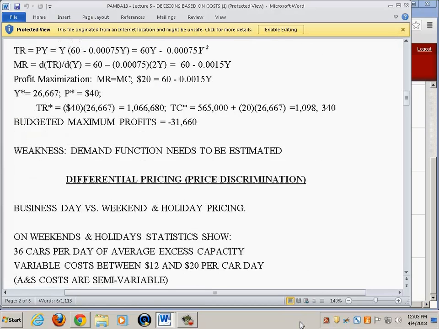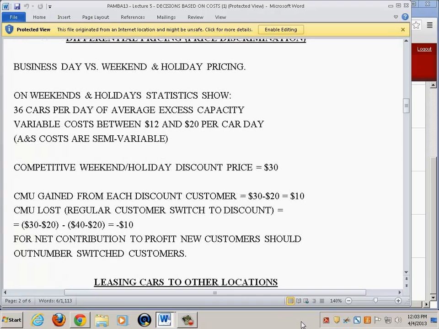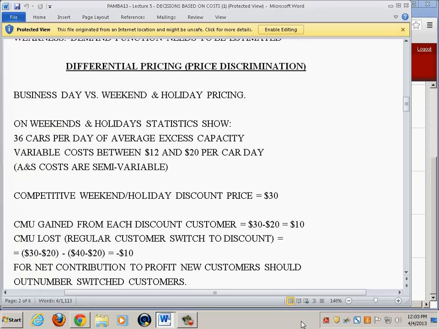Let's get into another issue that is connected to prices, and that's differential prices. In many cases, it's warranted to price the same product, in this case car rentals, differently when demand conditions change. When demand conditions change, then the relevant costs to price under different demand conditions may be different.